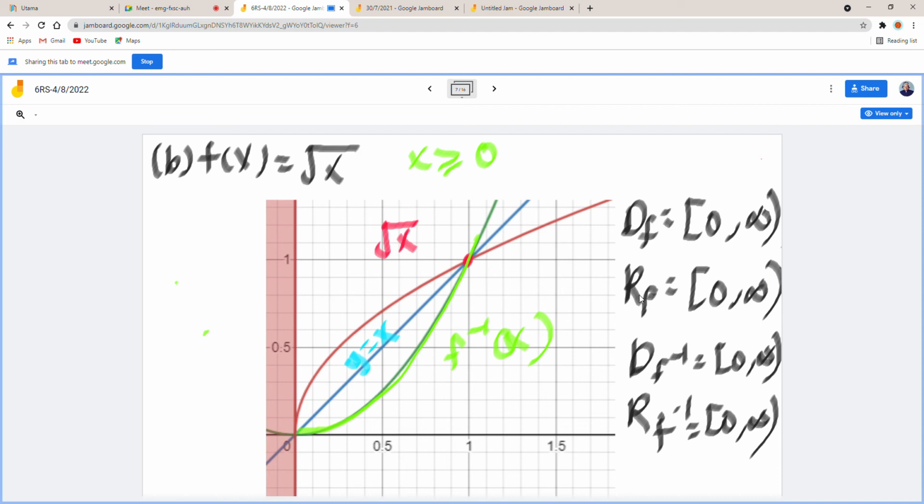Range is, sorry, domain is from 0 to infinity from here. Range also from 0 to infinity. So the domain inverse is flipped. This one becomes the domain inverse. This one becomes the range inverse.